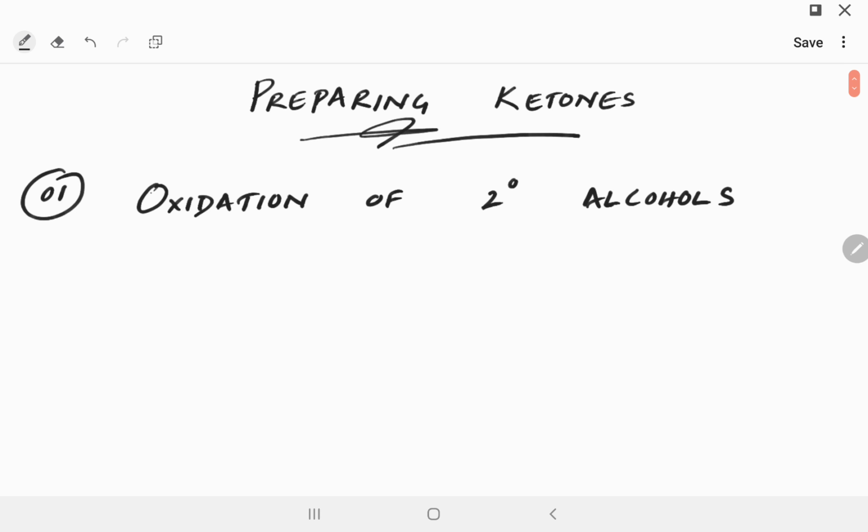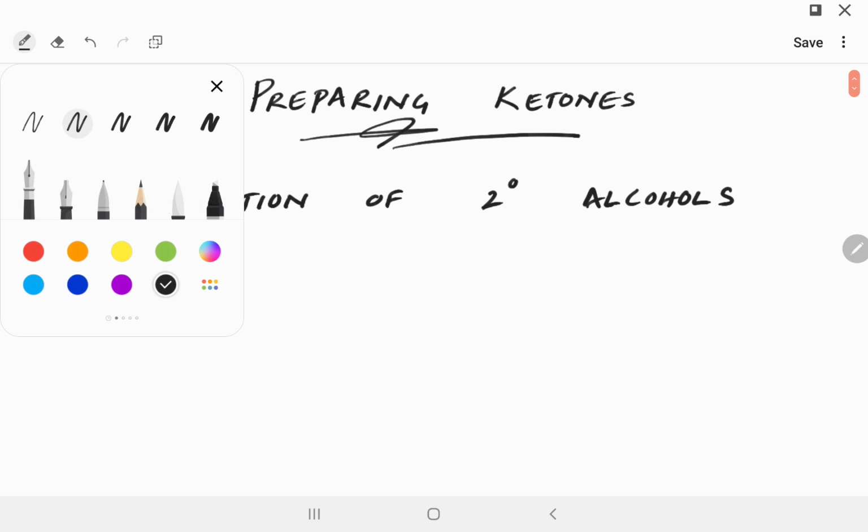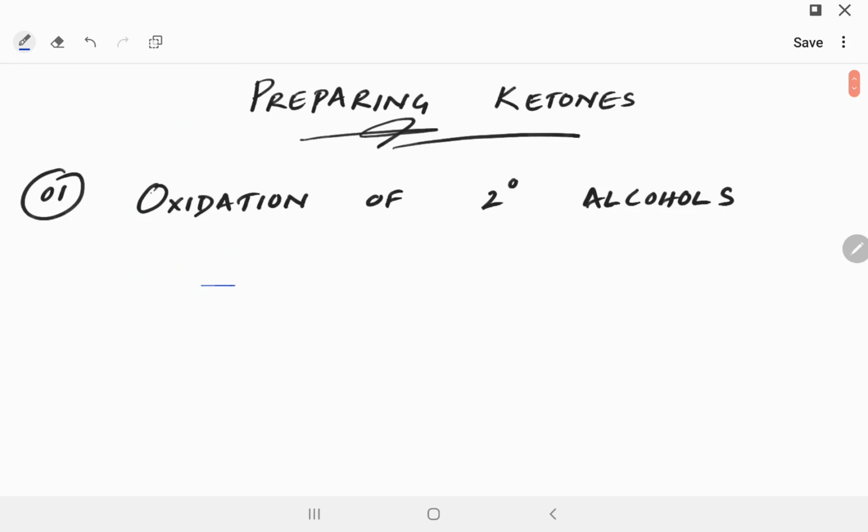Okay, so the first reaction we are going to talk about regarding the preparation of ketones is the oxidation of secondary alcohols. So in here, you are going to need a secondary alcohol. Okay, so let's draw a secondary alcohol. Okay, here is a secondary alcohol.